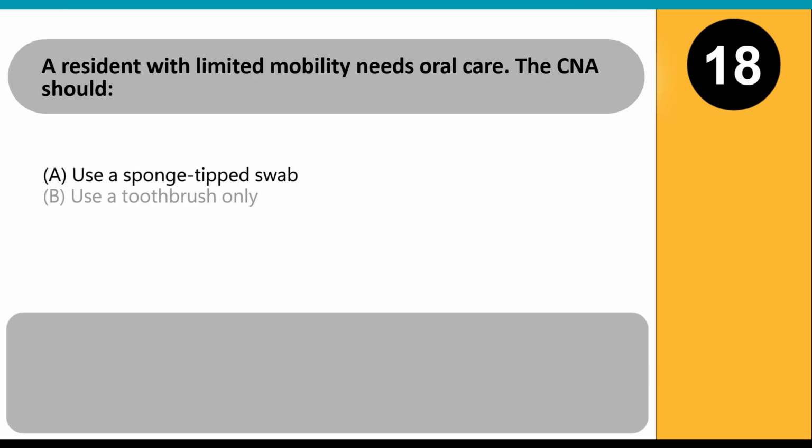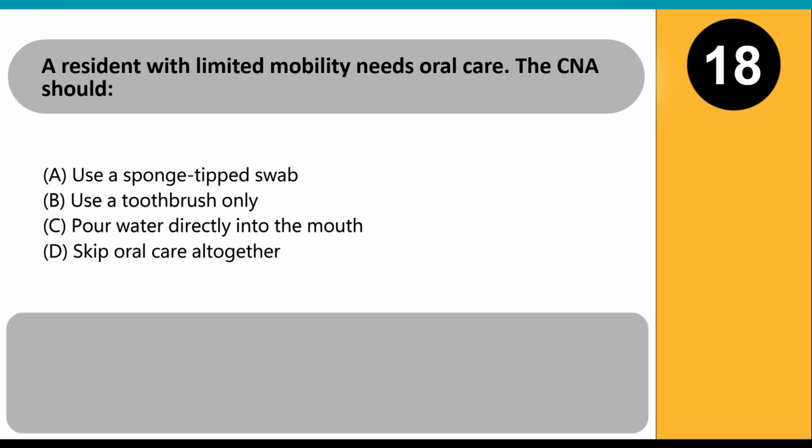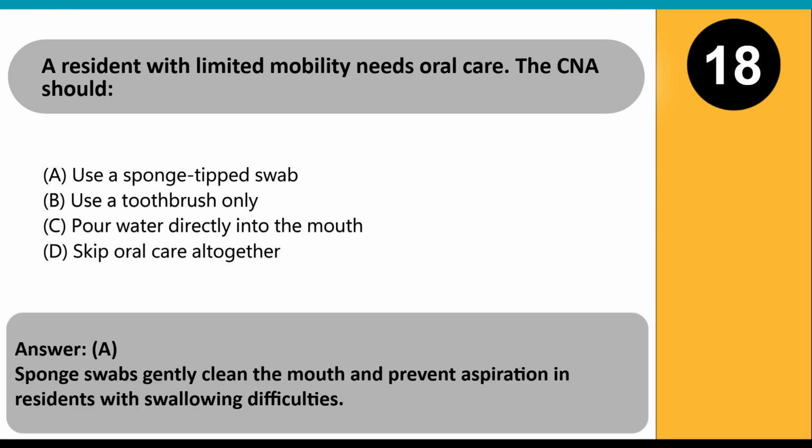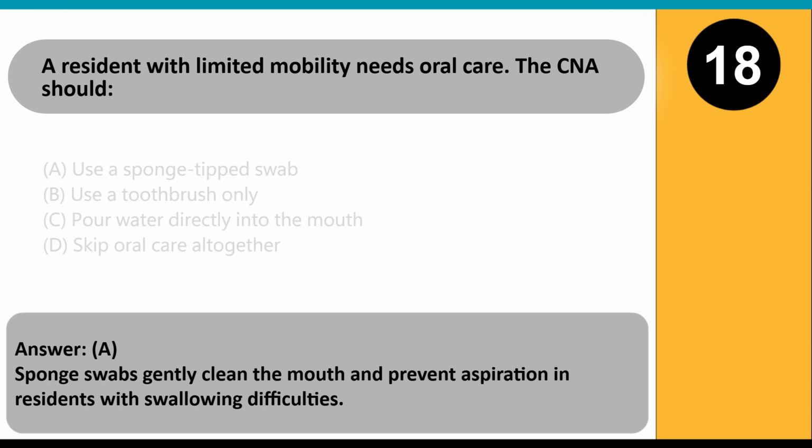A resident with limited mobility needs oral care. The CNA should: A. Use a sponge-tipped swab. B. Use a toothbrush only. C. Pour water directly into the mouth. D. Skip oral care altogether. Answer A. Sponge swabs gently clean the mouth and prevent aspiration in residents with swallowing difficulties.